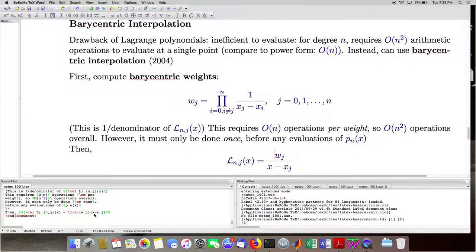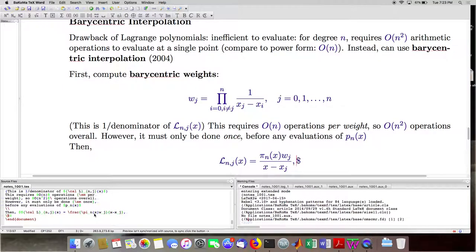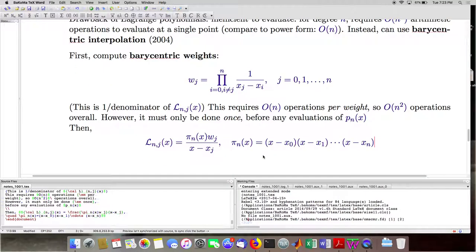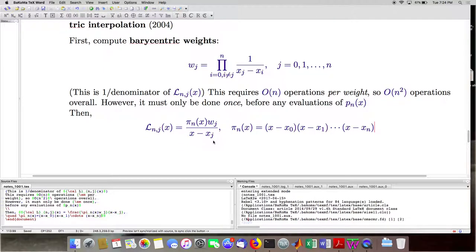And then in the numerator, I have this product, pi n of x, an expression that comes up fairly often, which is a product of x minus all the x values. So the idea is for polynomial number j, here we have all the linear factors, but we have x minus xj in the denominator, so that cancels with one of these. That gives you the numerator of the Lagrange polynomials that I showed you earlier, and then the wj accounts for the denominator. Now, you might think, well, so what? Why is this new form going to help us?